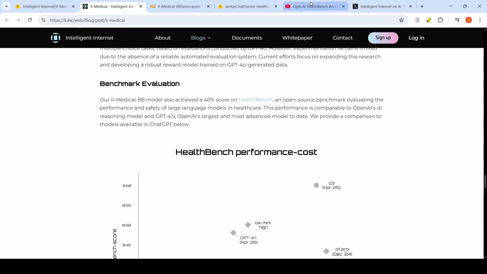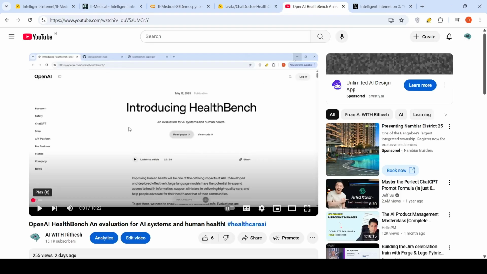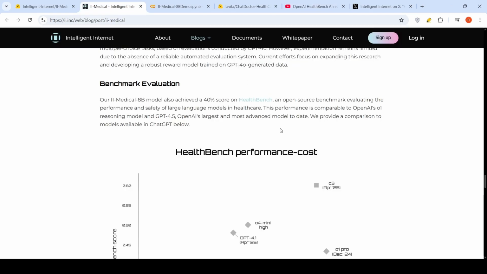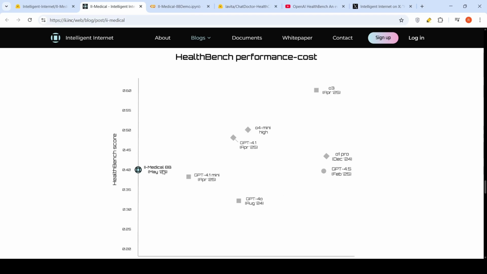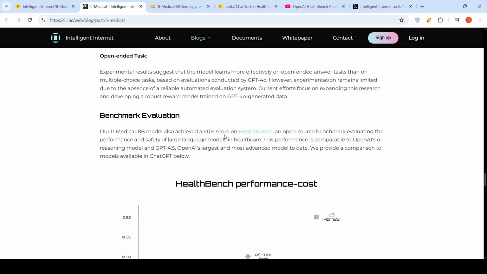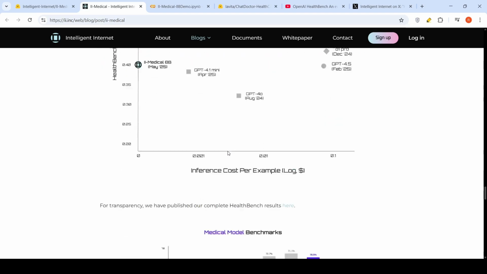HealthBench was recently released by OpenAI. I've made a video explaining what it is. You can check this also. I'll put the link of this video in the description. Here they provide a comparison of this particular model with other models like GPT-4 and GPT-4.5. They say this model scores around 40% on this benchmark.